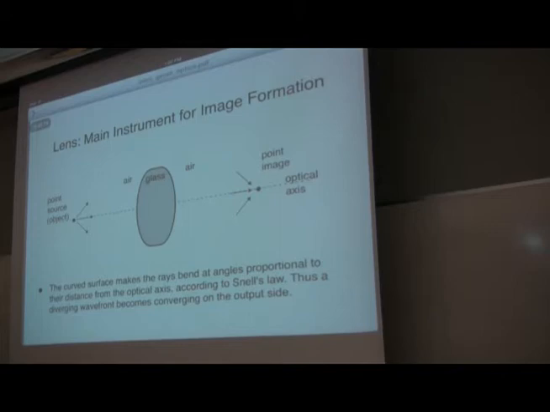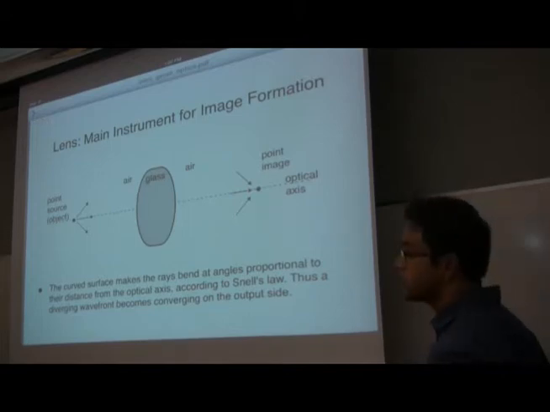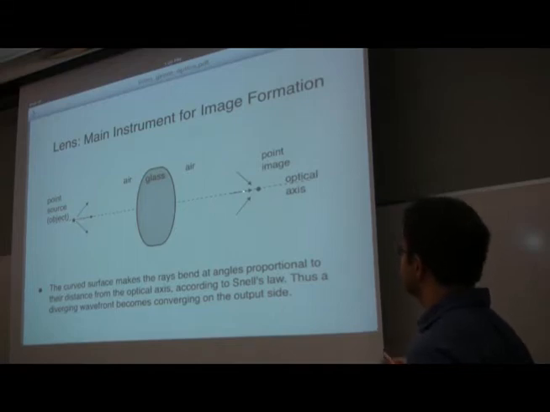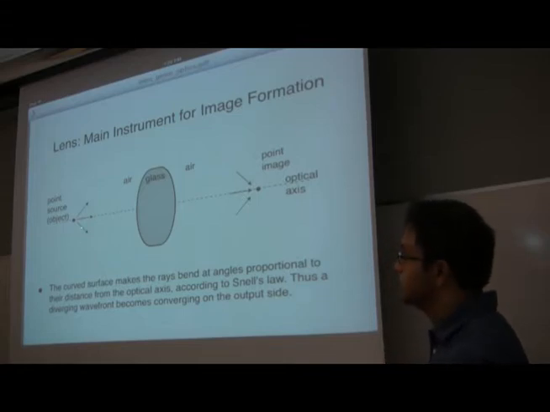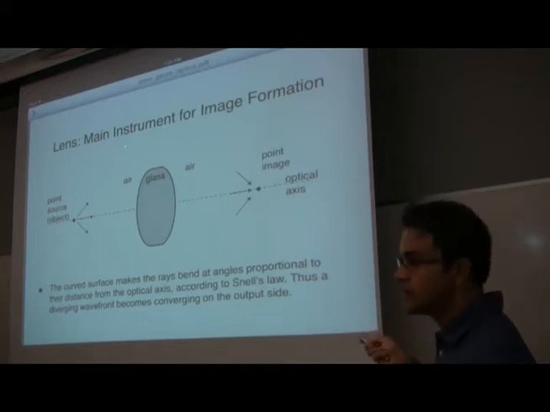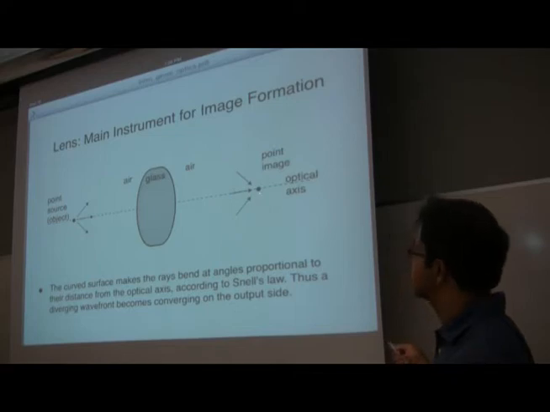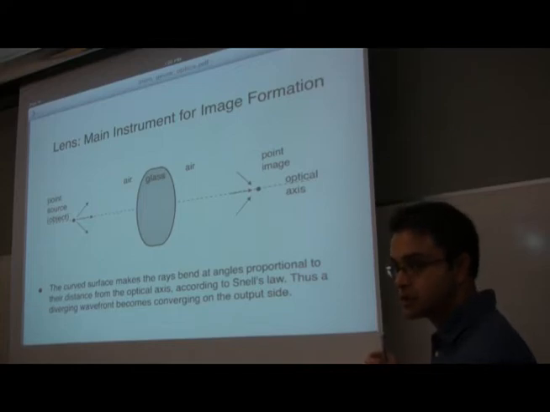The lens is the simplest possible instrument for image formation. What a lens does is take a point object and make a point image. All the rays that come from one point end up, as much as possible, at the same image point. Obviously not all of them, because you're going to miss some of the rays out here. But most of the rays end up at the same image point. So it's a one-to-one mapping. That's what an imaging system is.